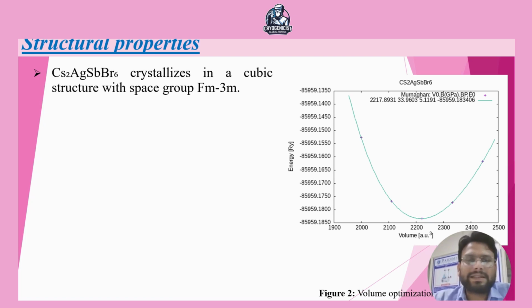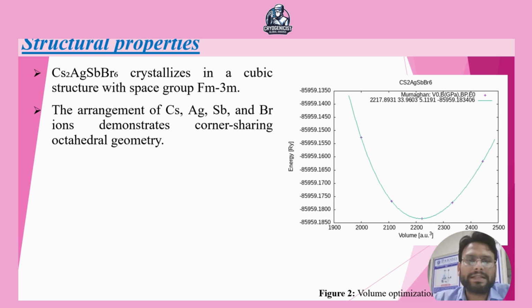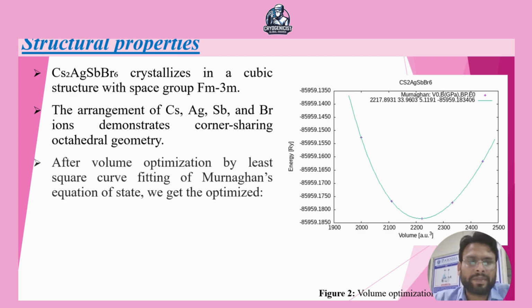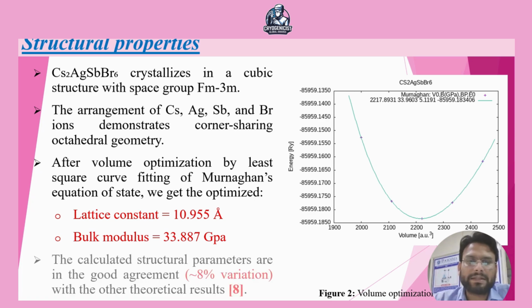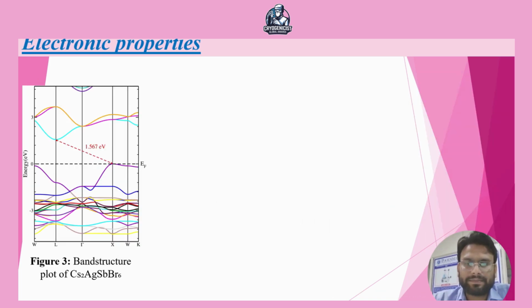This material crystallizes in cubic structure with a space group Fm3m, and the arrangement of Cs, Ag, Sb and Br ions demonstrate corner sharing octahedral geometry, which you have seen in the earlier figure. So after volume optimization by least square curve fitting of Murnaghan's equation of state, we get the optimized lattice constant is 10.955 angstrom. Bulk modulus is 33.887 gigapascal. The calculated structural parameters are in good agreement with the other theoretical results.